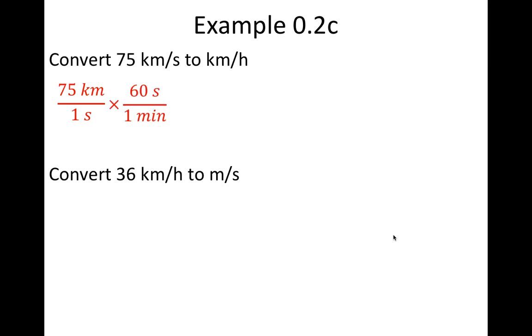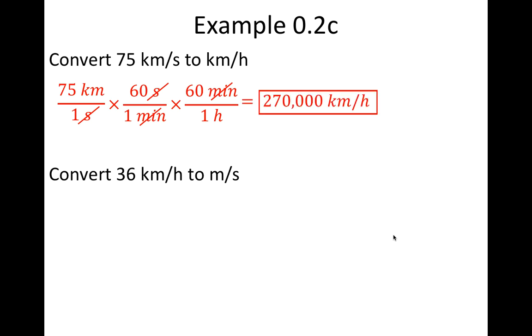First, I multiply by 60 seconds over 1 minute. That eliminates seconds from the denominator. Then I multiply by 60 minutes per hour. That eliminates minutes from the denominator. And you can notice what I have left over is kilometers in the numerator and hours in the denominator. That's what I was trying to do here. I can multiply across by all the numbers in the numerators, and it gives me my answer, 270,000 kilometers per hour.